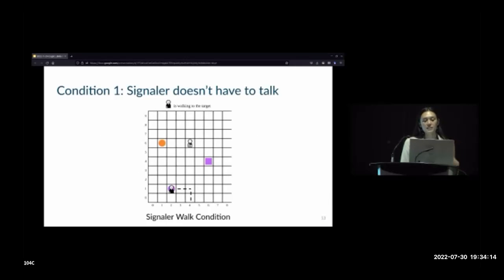So in our baseline, we established that the signaler actually doesn't have to talk. So in this case, the signaler will simply walk to an item themselves, and that item will always be jointly efficient for the signaler to reach. So it's establishing that they're playing cooperatively.